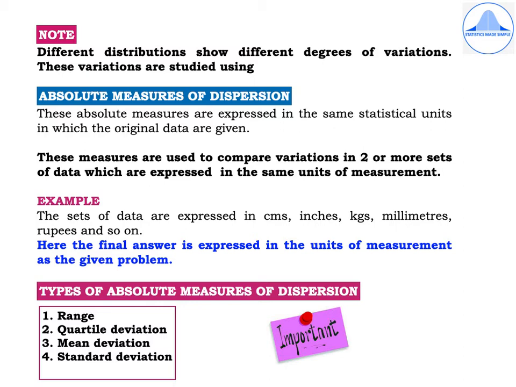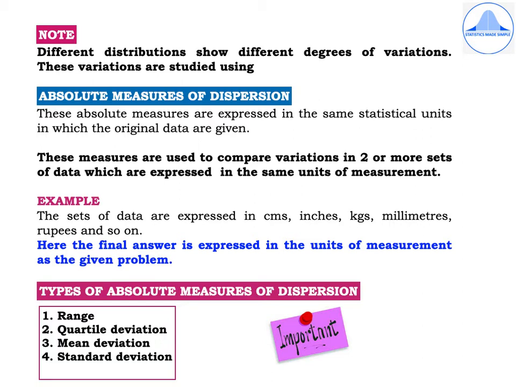Note that different distributions show different degrees of variations, and these variations are studied using absolute measures of dispersion. These absolute measures of dispersion are expressed in the same statistical units in which the original data are given. These measures are used to compare variations in two or more sets of data which are expressed in the same units of measurement.